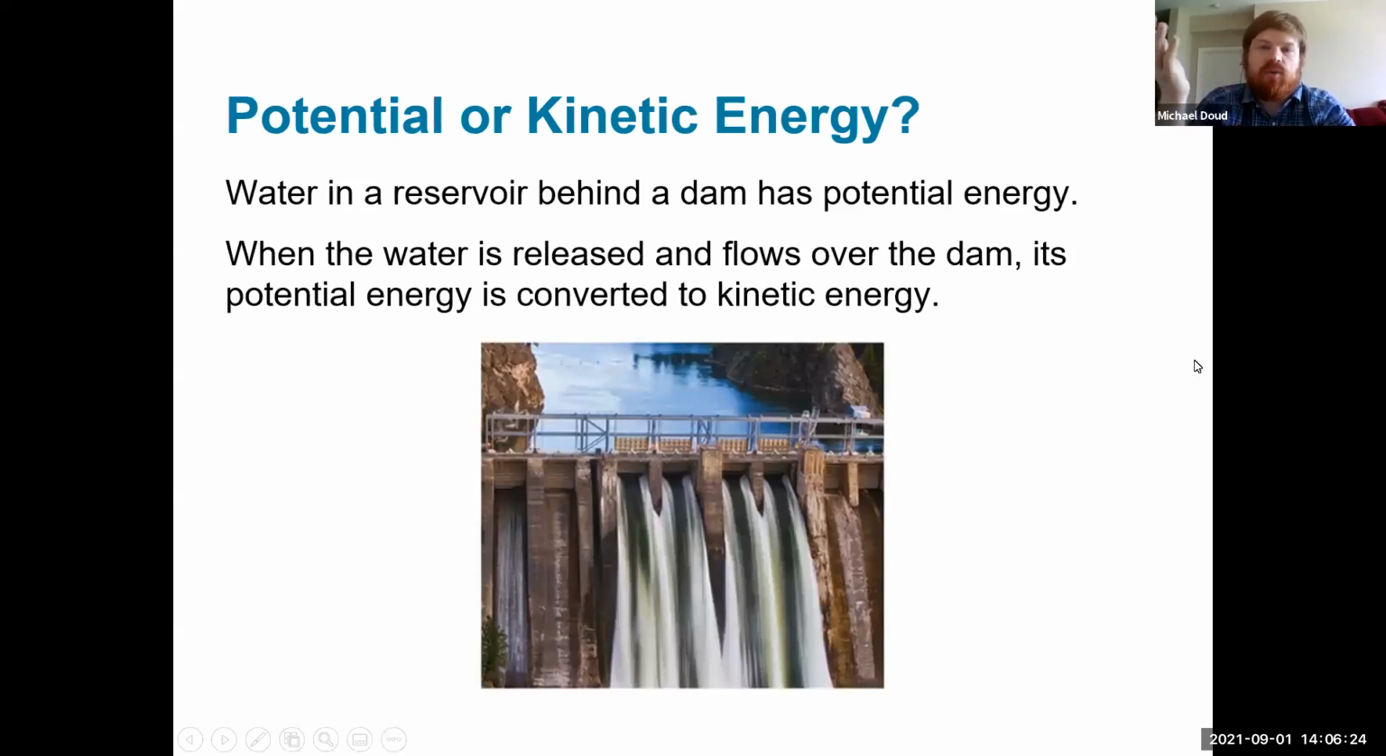So another useful way to think of potential versus kinetic energy is to think about a dam. Water that is behind a dam has potential energy. If the dam releases that water, the water flows over the dam, the potential energy is then converted into kinetic energy. So what was potential energy from the dam holding back the water, where it wants to, of course, flow to the lowest point, when the dam's released, now that water is moving, right? That's motion. So that's kinetic energy.